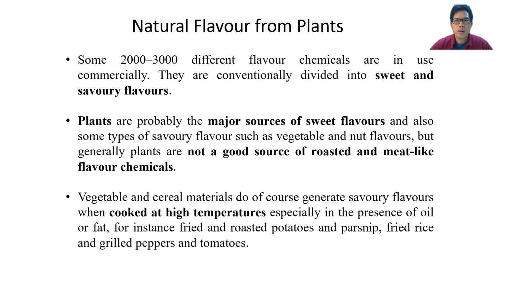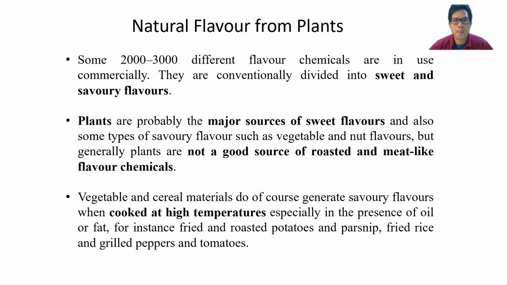So let's look at the natural flavor. Usually they are from plants. From plants you actually extract the natural flavors out for use in the food. There are about 2,000 to 3,000 different flavor chemicals used commercially. They are commercially divided into sweet and savory flavors.